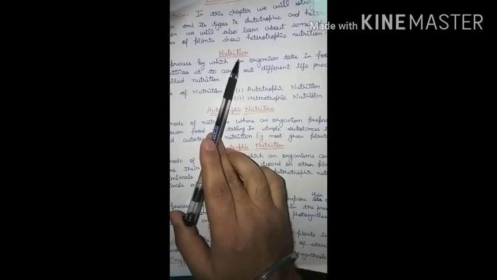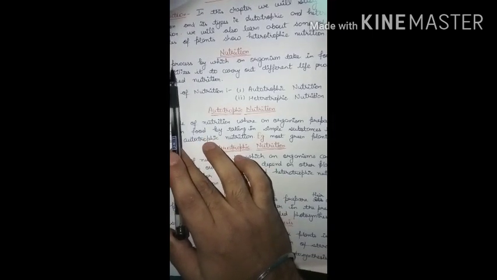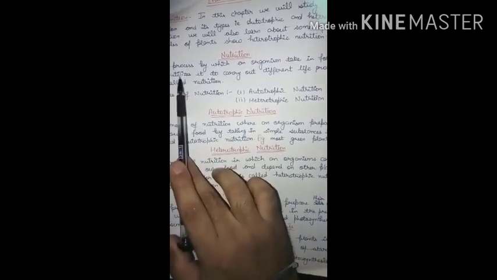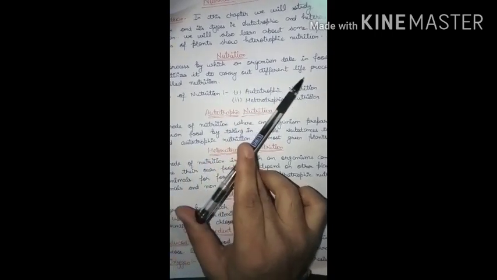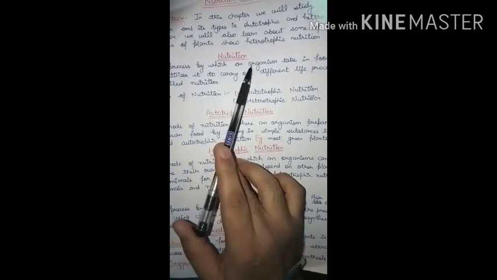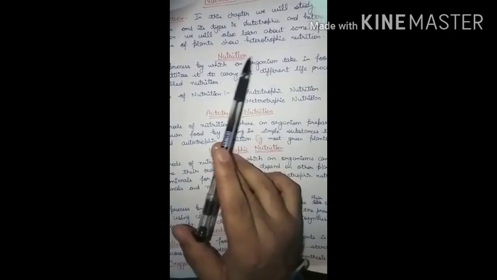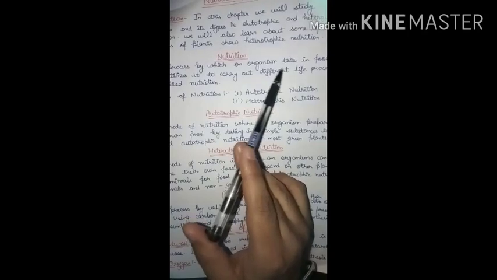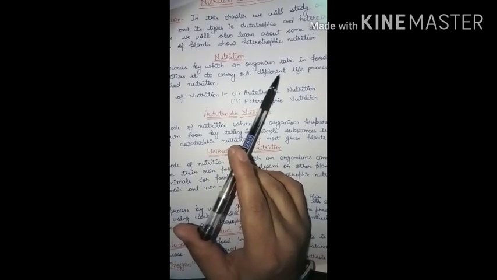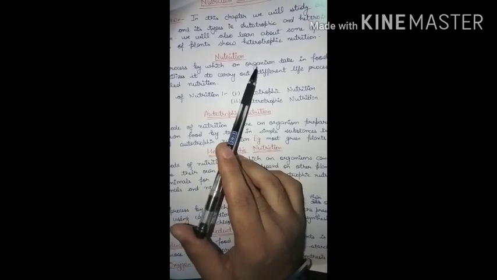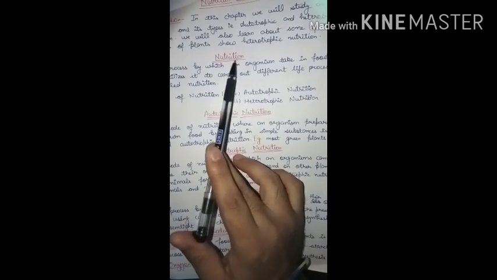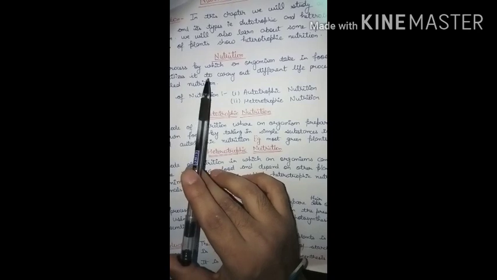Now, the first topic is nutrition. So, what is nutrition? The process by which an organism takes in food and utilizes it to carry out different life processes is called nutrition. So, what it means is that first the organism takes in the food and does different life processes like moving, running, hunting, eating. To carry out all these different life processes, the organism requires energy. So energy comes from the food. Now all this process is referred to as nutrition.